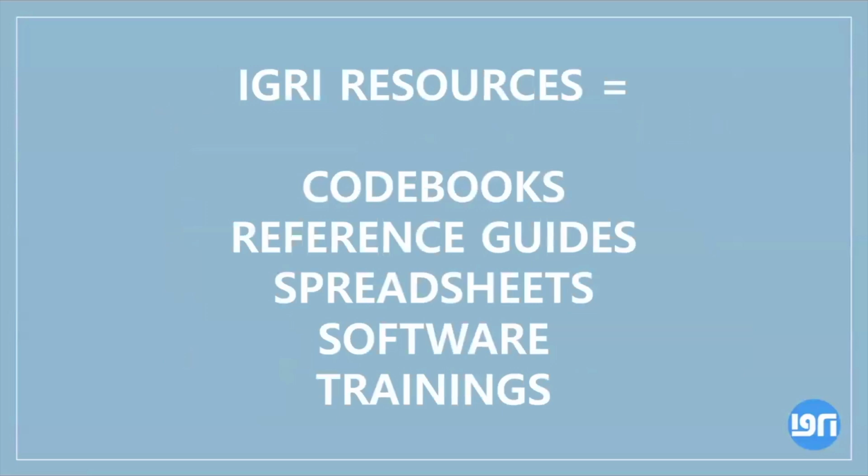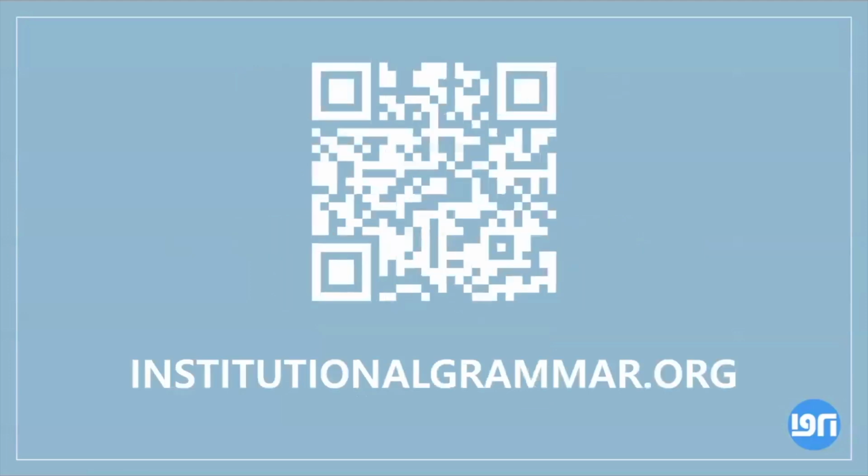The IGRI has a wide array of tools and resources available to beginner coders, including codebooks, reference guides, sample spreadsheets, software, and an annual virtual training on the fundamentals of the institutional grammar. All this and more are available on our website, institutionalgrammar.org.